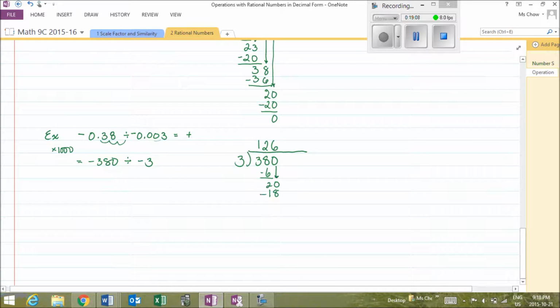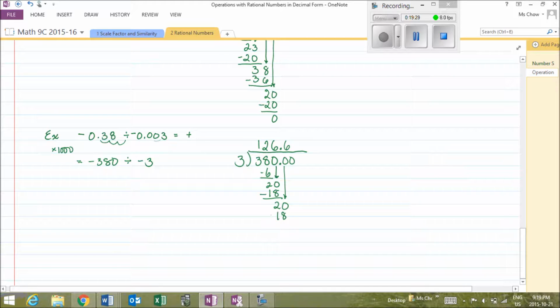Subtract, and that's 2. There's no zeros here, so I need to add in a decimal and a couple of zeros. As soon as I add in the decimal, I need to put the decimal into the quotient as well. So now I have a 0 to bring down. 3 into 20 goes 6 times, and 6 times 3 is 18.